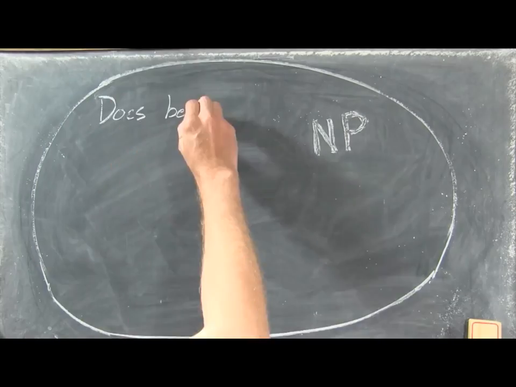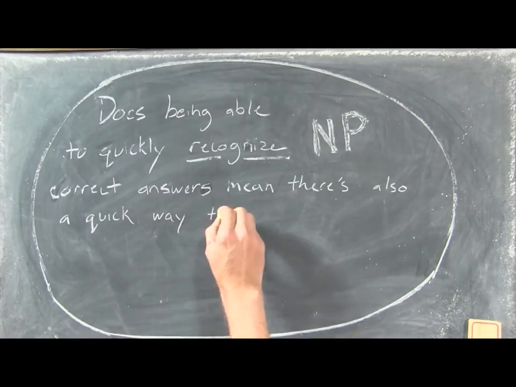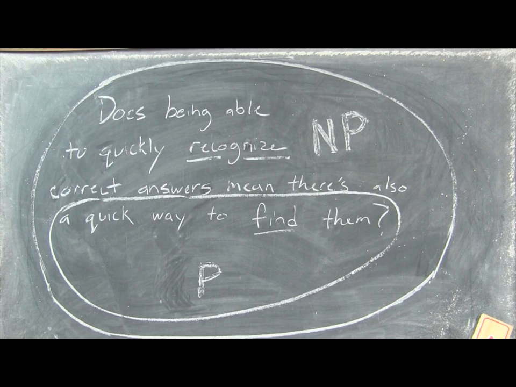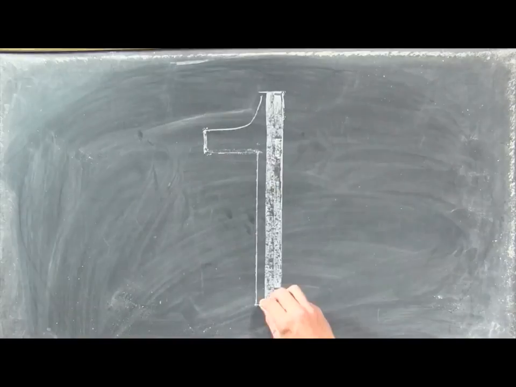So that's the question. Does being able to quickly recognize correct answers mean there's also a quick way to find them? Nobody knows for sure, but either way, figuring out exactly how this works would teach us something important about the nature of computation. It gets weirder from here, but first, 3 important details.